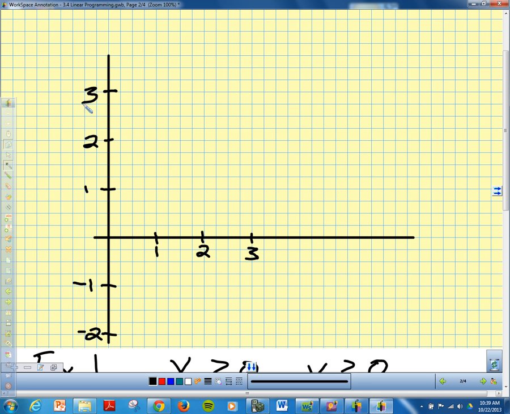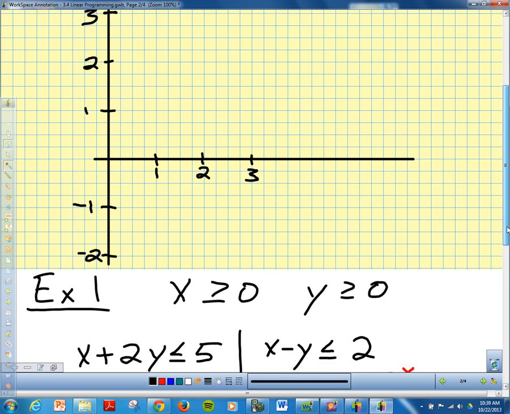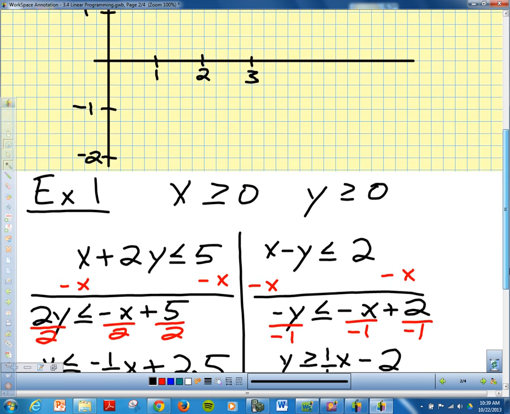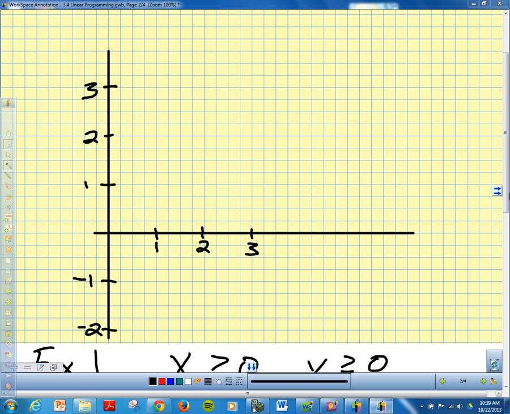So we need to graph this first line. Y is less than -1/2 x plus 2.5. So 2.5 is going to be right here. We'll graph the first line in blue. What's my slope tell me to do with that first line? Down 1, right 2. So if I go down 1, it's right here. And then there's right 1, there's right 2. And then we go down 1 again to here, right 1, 2.